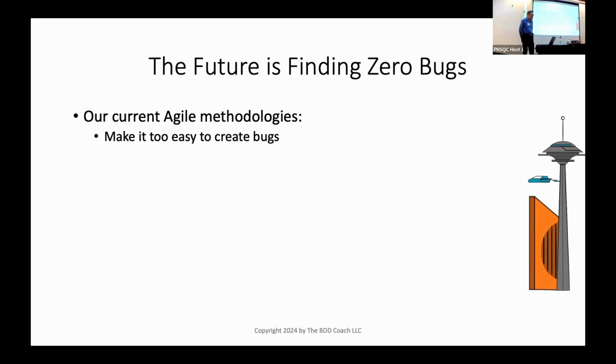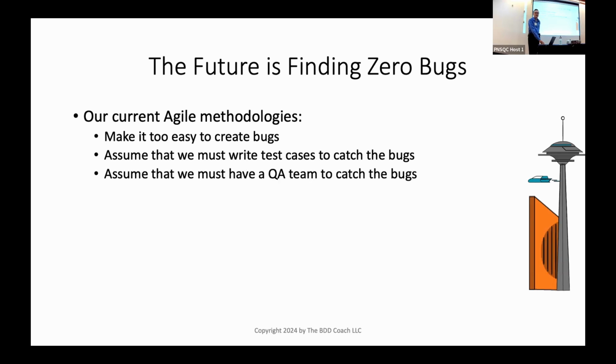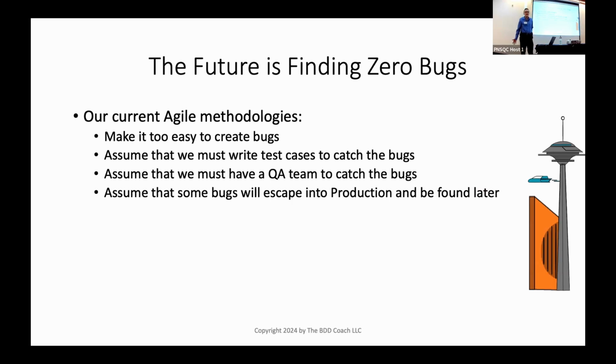And our current agile methodologies make all of this far too easy. Traditional narrative requirements are much too easy to misunderstand. The developers think they understand them, but they don't. And so we have big B bugs. And with our current agile methodologies, we assume that we have to write test cases to catch those bugs. And if we have test cases, we have to have a QA team to run those test cases. And our test cases aren't going to be complete, and they may have problems of their own. So we have to have a bug tracker to keep track of the bugs that escape from QA into production.